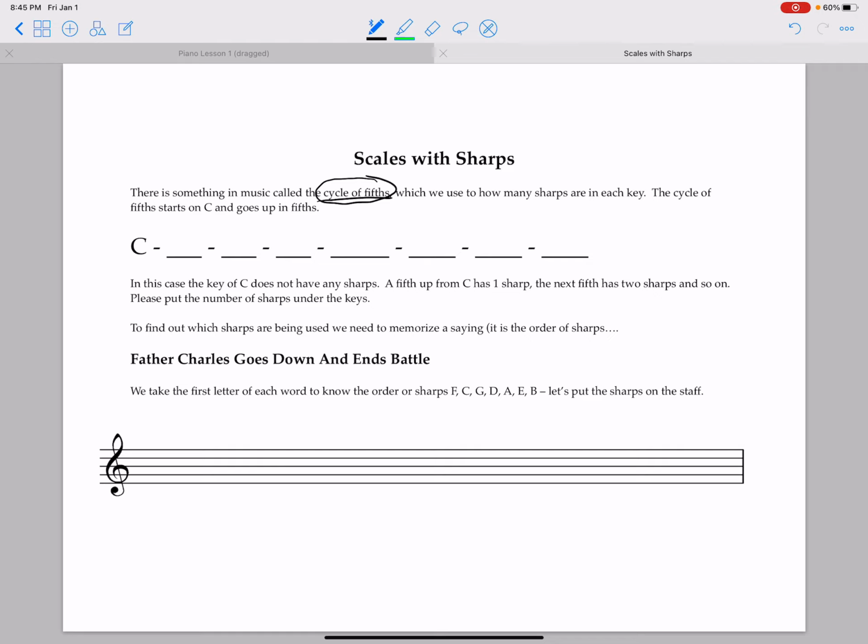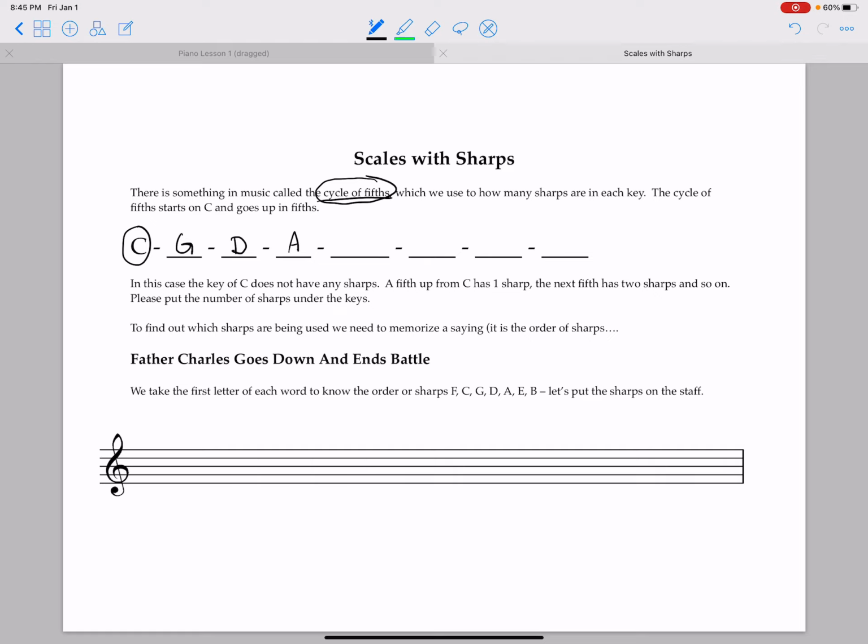So we're going to start on C, which is right here, and we're going to count up 5 notes from C, including C, which means C will be our first note. So we go C, that's our first one, D, E, F, G. Our fifth note is G, so we write that down. Now 5 up from G, with G being our first note, is G, A, B, C, D. So we end on D there. 5 up from D, D, E, F, G, A.